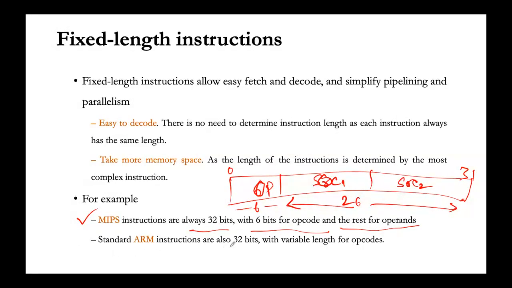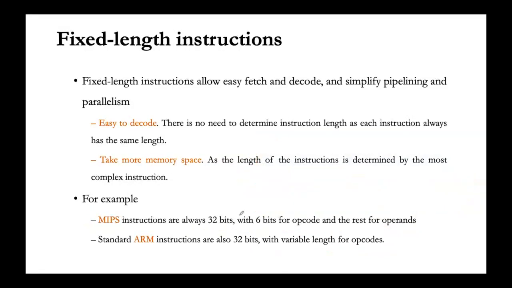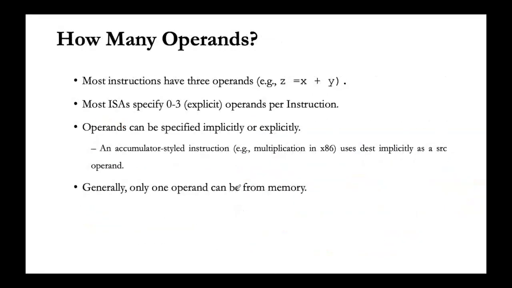So these ARM instructions also use 32 bits with a variable length for the opcode. Sometimes it may use 6 bits, sometimes 9 bits, sometimes 4 bits, sometimes only 2 bits. So that is variable length. If it is using 4 bits, that means the remaining bits are used for your operands. So that is variable length.